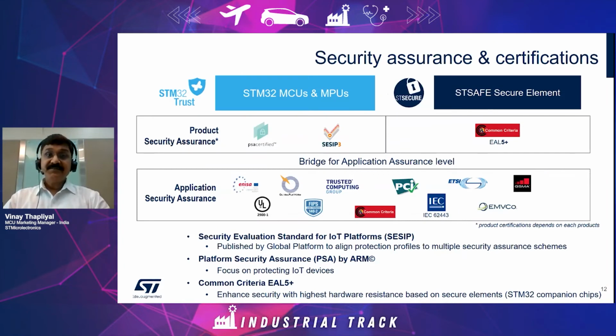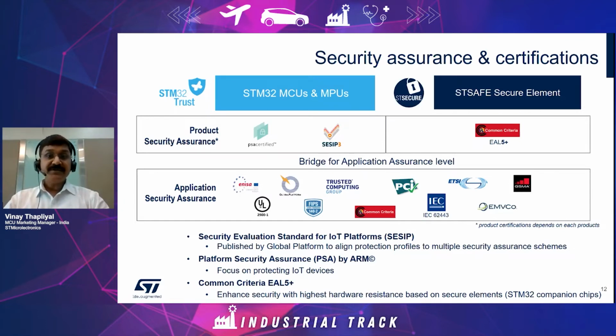As indicated earlier, the most acceptable product security assurance standards for IoT platforms have been SESIP and PSA. SESIP stands for Security Evaluation Standard for IoT Platforms. It is published by GlobalPlatform to align protection profiles to multiple security assurance schemes. It provides a common and optimized approach for evaluating the security of connected products that meets the specific compliance, security, and scalability challenges of the evolving IoT ecosystem.